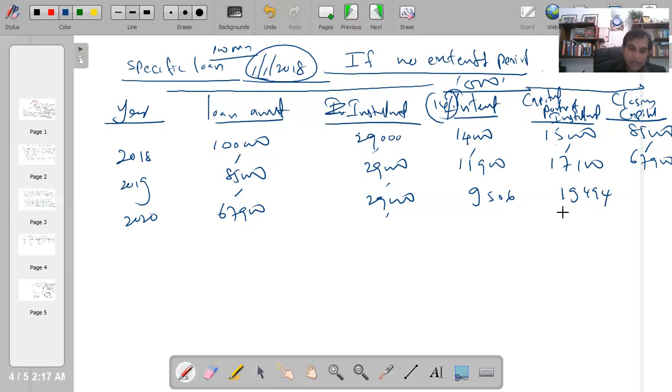Your closing balance, 67,900 minus 19,494, you will be getting 48,406. Now you can see in 2018 the interest is 14,000. Year 2019, 11,900. In 2020, 9,506. Now we'll take the borrowing cost to be capitalized on this particular loan.